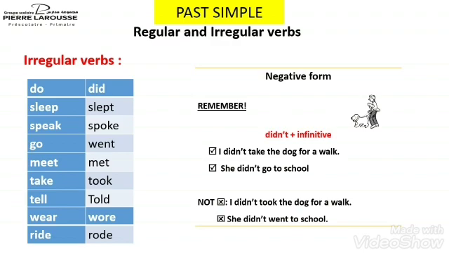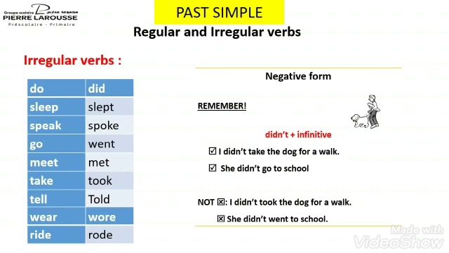We don't say, I didn't took. So be careful, we say I didn't take. I didn't took the dog for a walk, it's not correct. She didn't went to school, it's not correct. So the correct one is, I didn't take the dog, take, not took. I didn't take the dog for a walk, she didn't go to school. I think it's very clear.